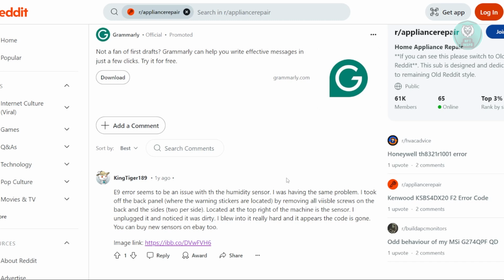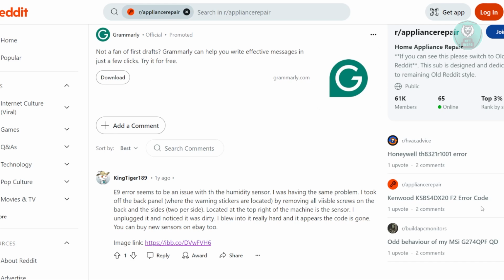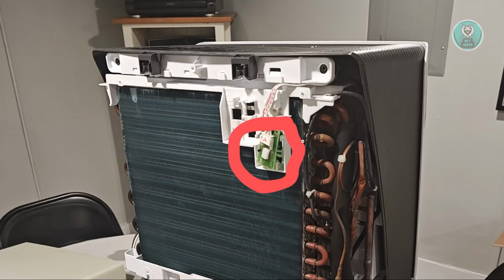According to this user, the E9 error appears to be related to the humidity sensor. They had the same issue and resolved it by removing the back panel of the machine where the warning labels are. After taking out all the visible screws on the back and sides, two on each side, the sensor is located at the top right. After unplugging it, they noticed it was quite dirty, so they blew on it forcefully, and the error code disappeared. This is what it actually looks like.